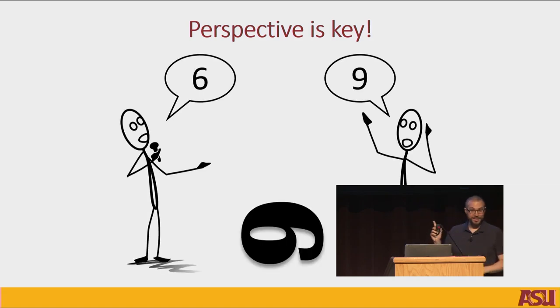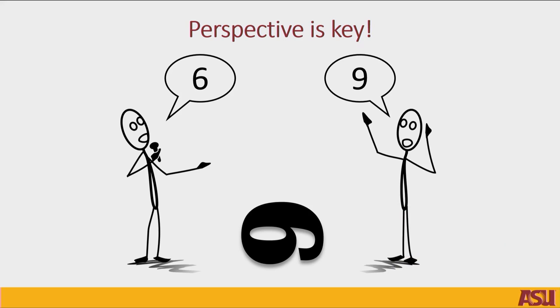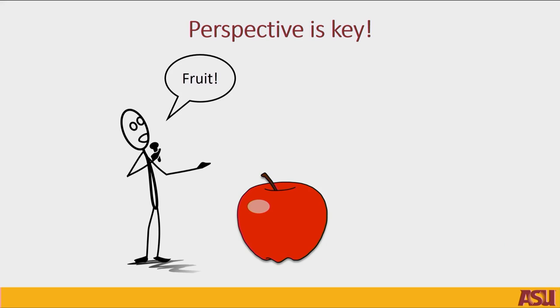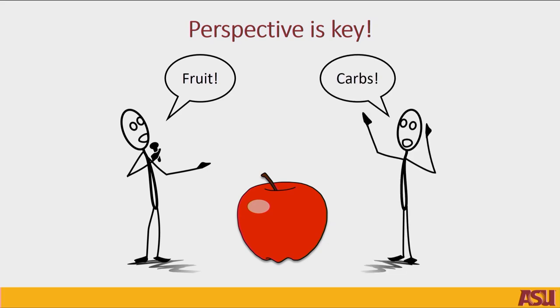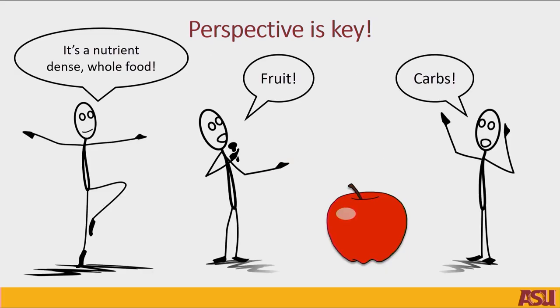I'm sure many of you have seen this here. Depending on how you're looking at something, you can come up with a completely different answer. This is the same thing that's happening in nutrition. You can have somebody who looks at a diet or a plate of food or an individual piece of food and say, oh, this is a food, this is a fruit. You can have somebody come along and say, oh no, this is carbohydrates. And then you can have somebody else just come along and say, it's a nutrient-dense whole food. So you have these three different perspectives all looking at the same thing.